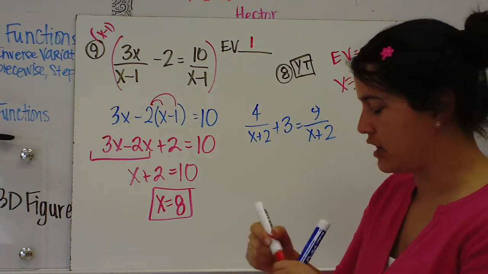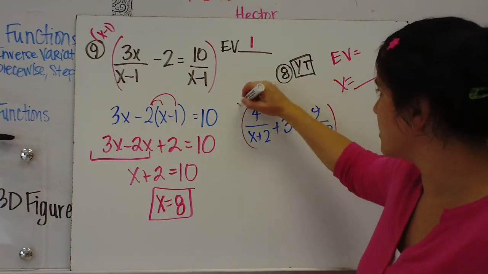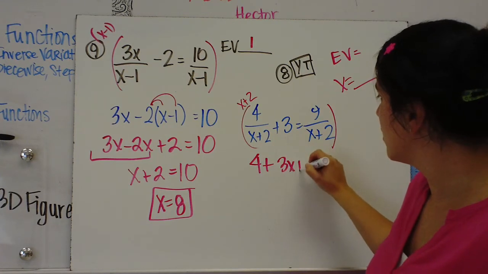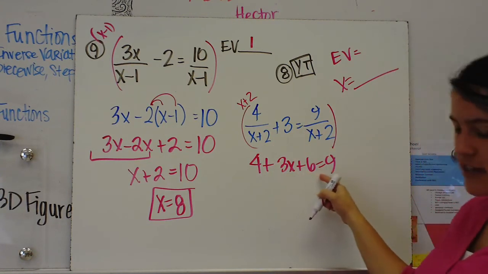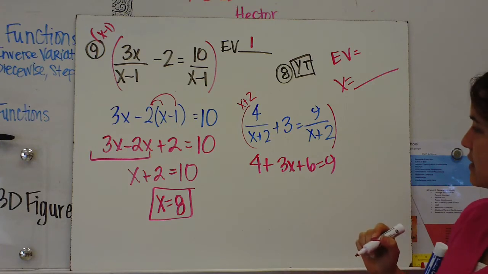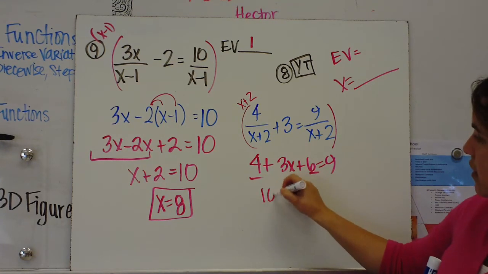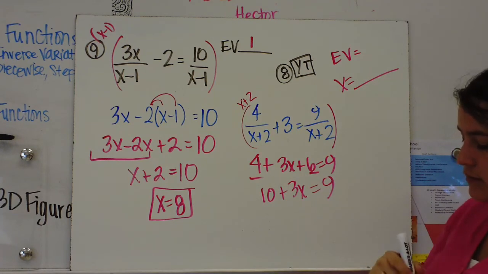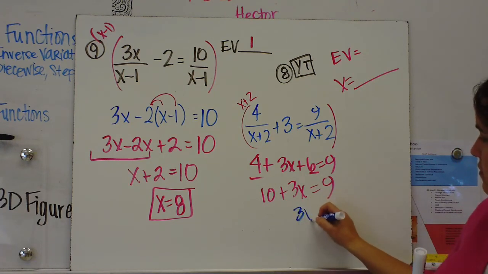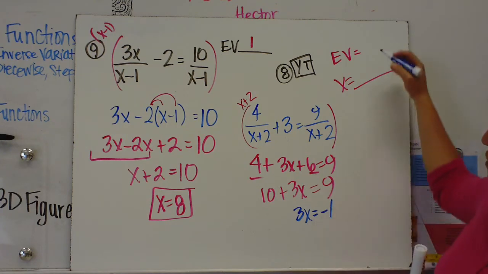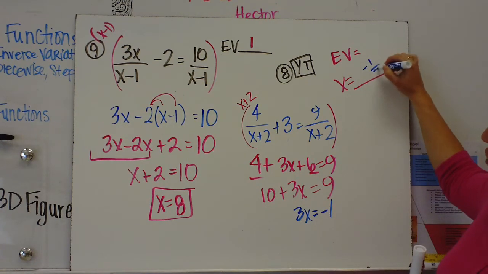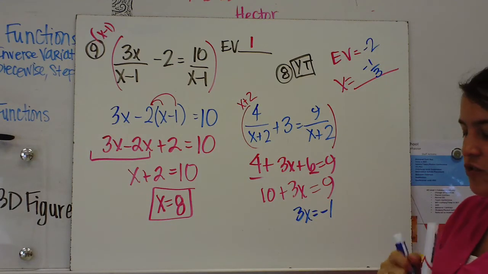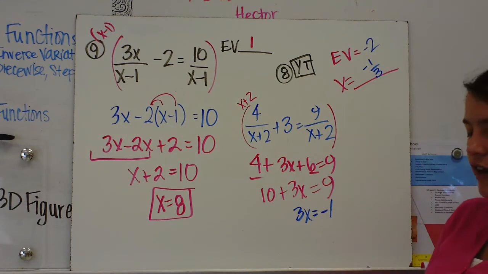I'm going to multiply everything by x plus 2, and I'm left with 4. And I went ahead and I distributed, and I got 3x plus 6. So x is equal to negative 1/3, and my excluded value is negative 2. So those would be your answers, negative 1/3, and your excluded value is negative 2.